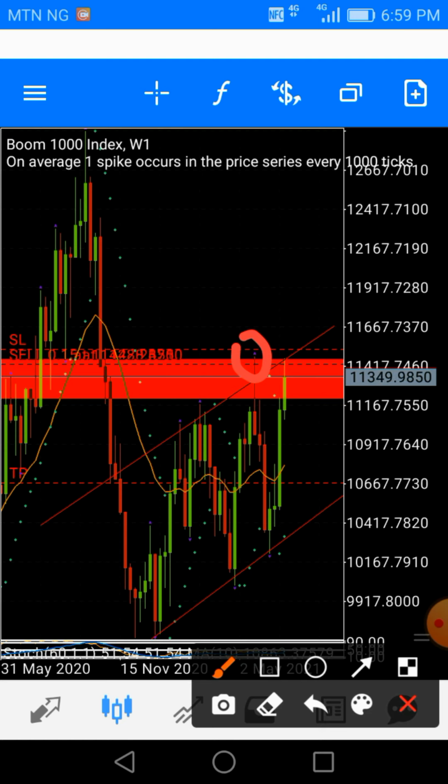This is a rejection candle with a very long wick, and we can see our fractal introduced right on top of the candlestick, signifying price rejection, and it pushed down. Then it went up again.